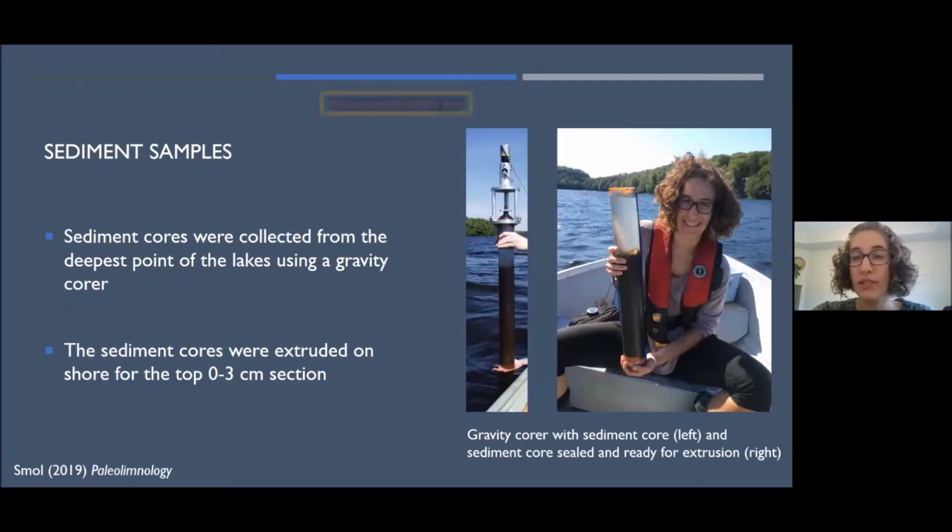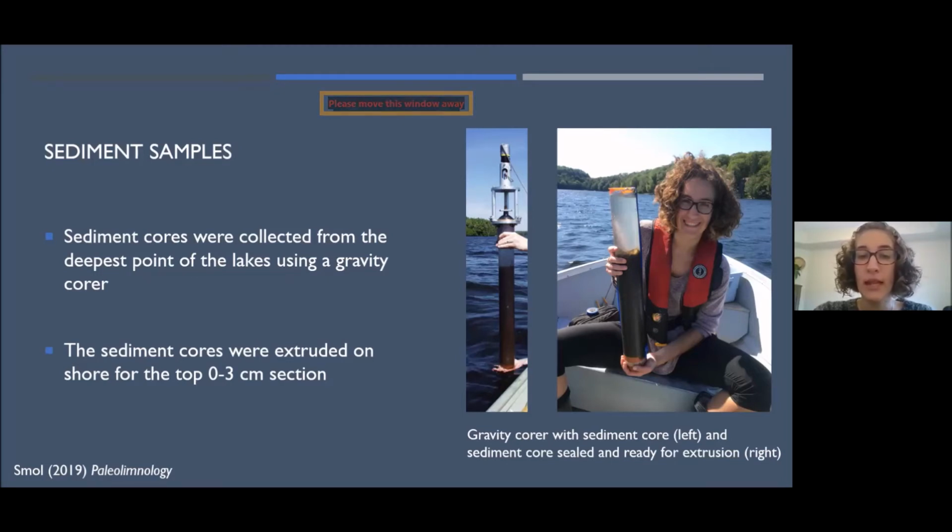Duplicate sediment cores were collected from the deepest point of the lake using a gravity core, which can be seen on the picture to the left. The sediment cores were extruded onshore for the top 0 to 3 centimeter section. So the gravity core sinks to the bottom of the lake and sinks into the sediment, allowing for a long tube of mud to be collected from the bottom of the lake. This can be seen in the picture to the right.